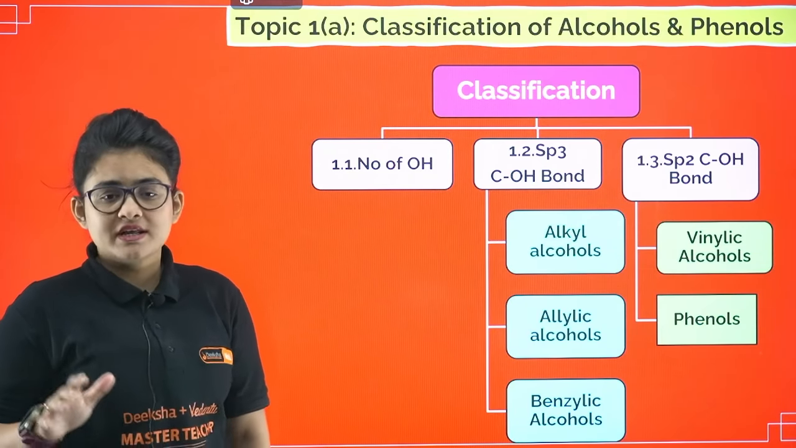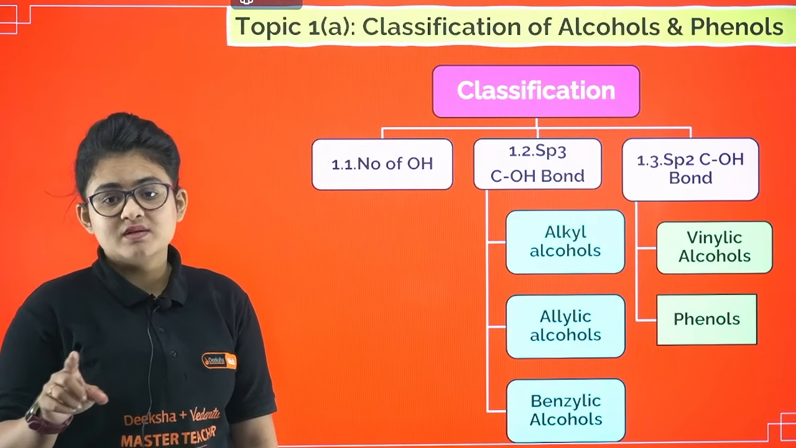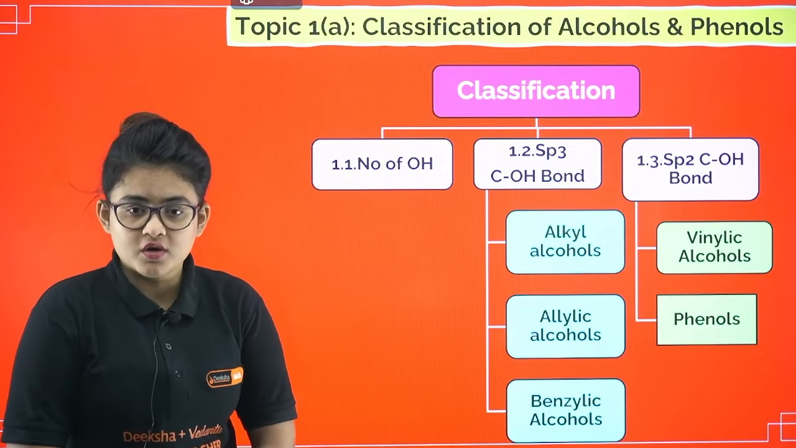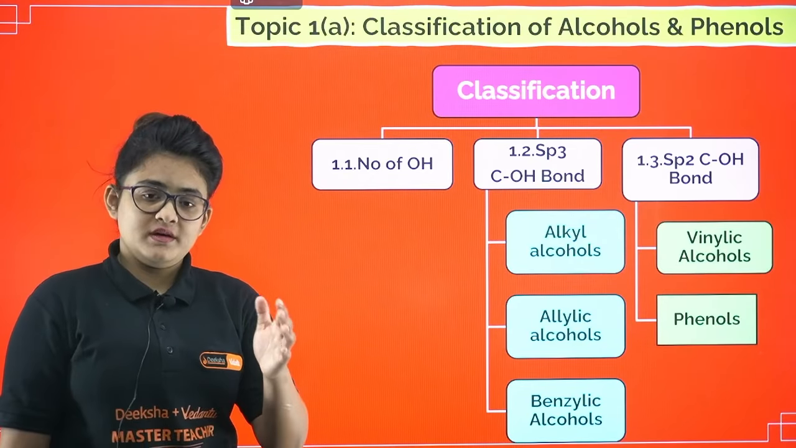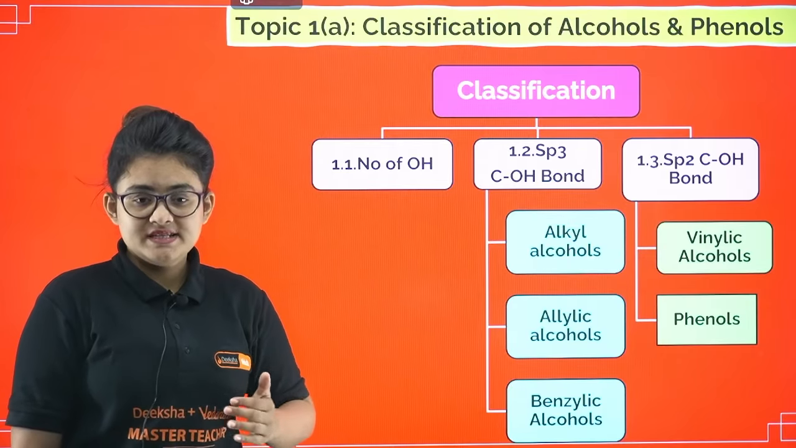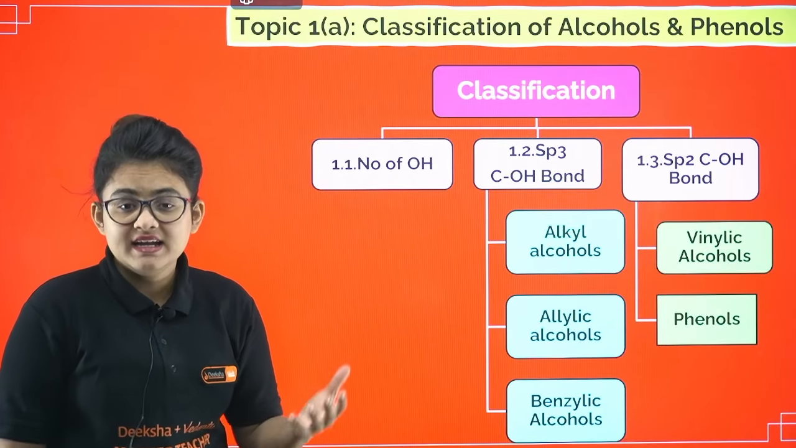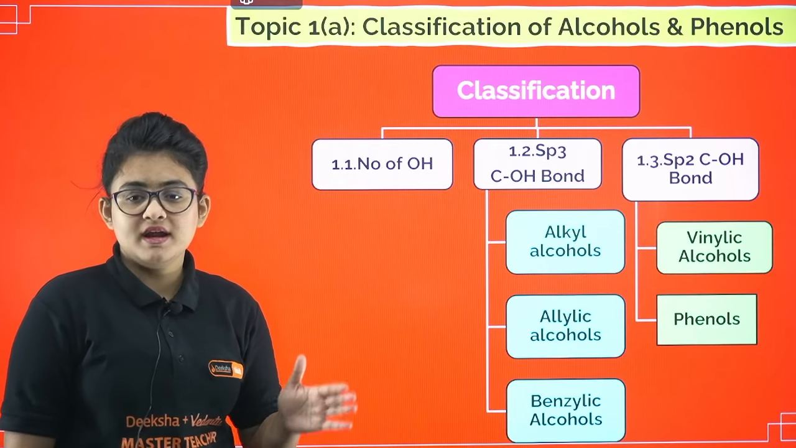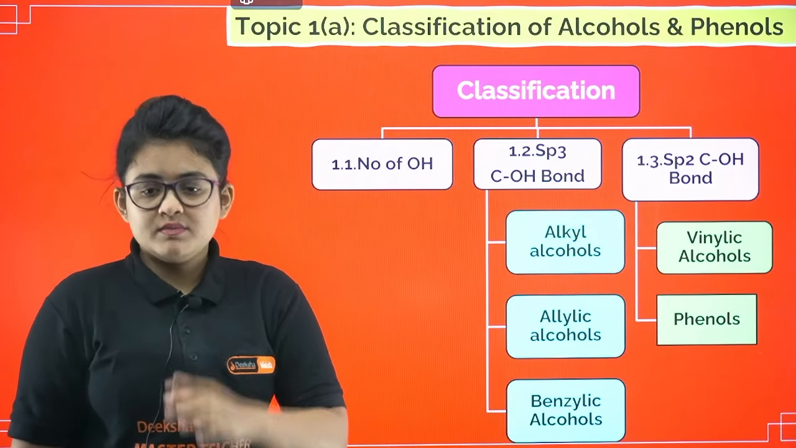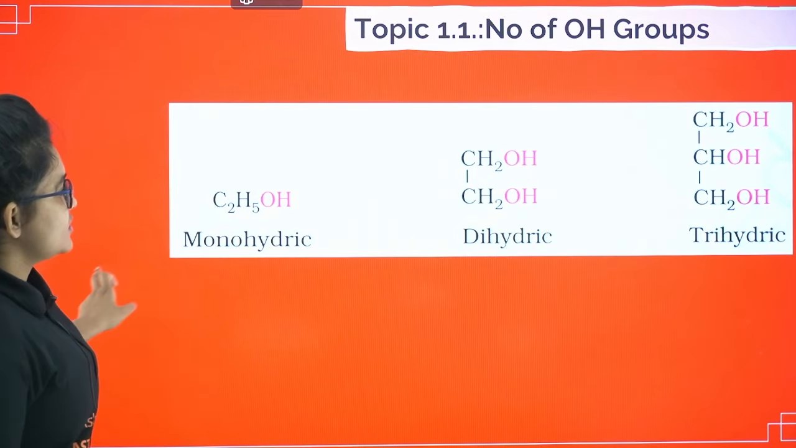So classification can be done with respect to the number of OH groups, sp3 carbon and OH bond, and sp2 carbon and OH bond. Okay, so in case of sp3 carbon and OH bond, you can split it further. You can proceed with alkyl alcohol, allylic alcohol and benzylic alcohol, and whenever it's the matter of sp2 carbon and OH bond, it can be vinylic alcohol and phenols. That's it. So let's proceed with the examples.